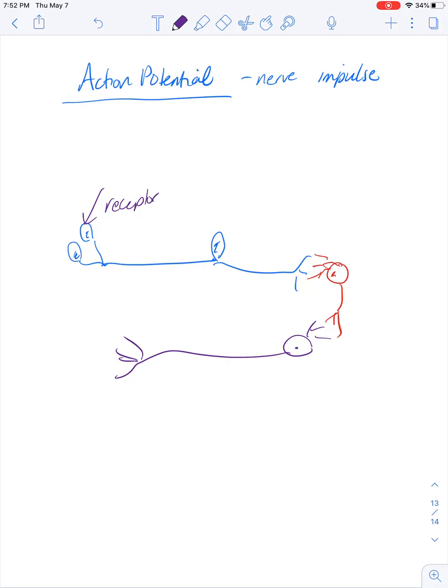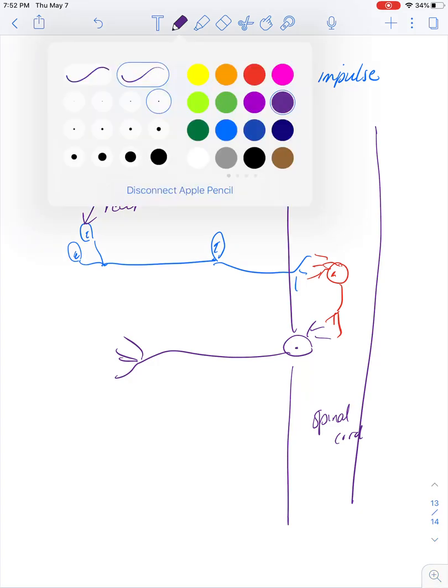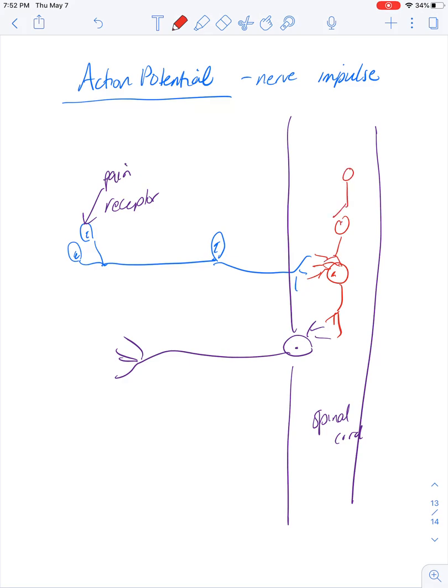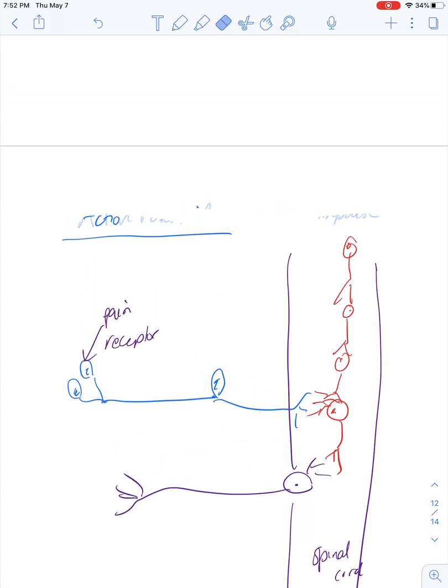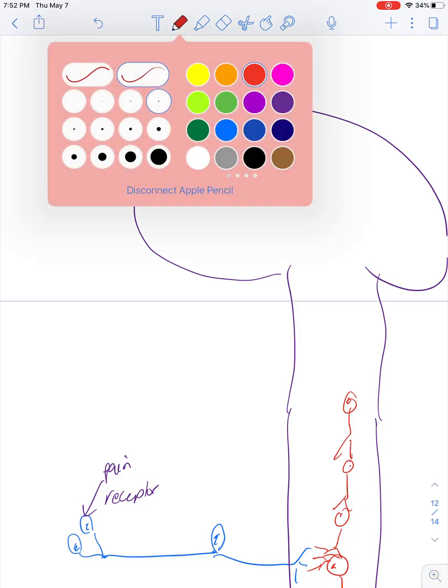Now, the reason why you perceive different sensations is because, if this is your spinal cord, right? And this was a pain receptor, well, this neuron in the spinal cord is connected to another neuron, which is connected to another neuron, which is connected to another neuron. And these neurons are all connected to each other, and they go all the way up to your brain. So imagine this is your brain, and you went all the way up to your brain, right?